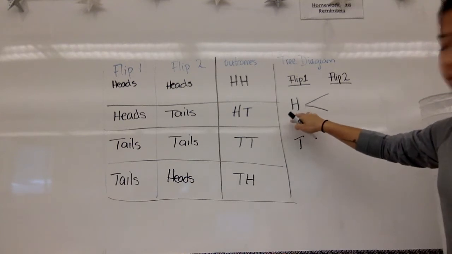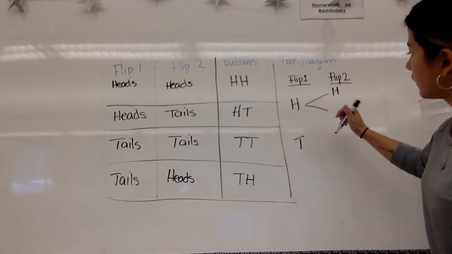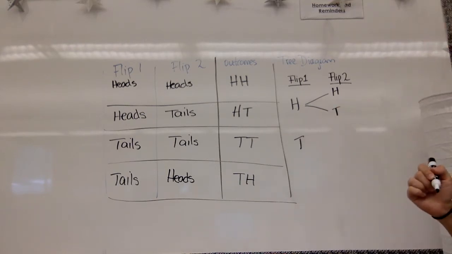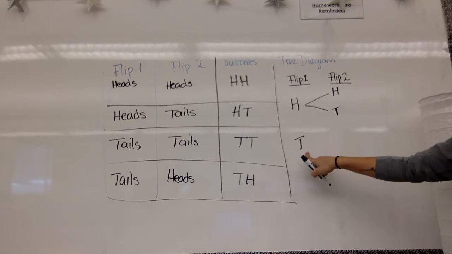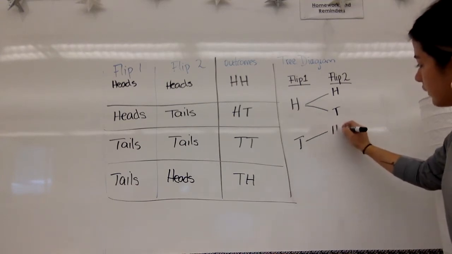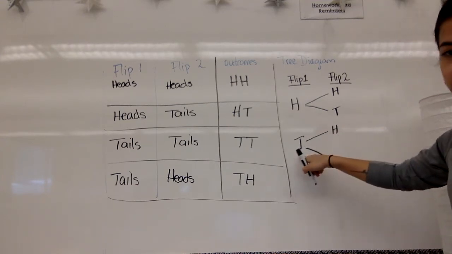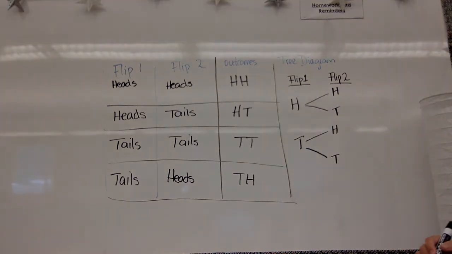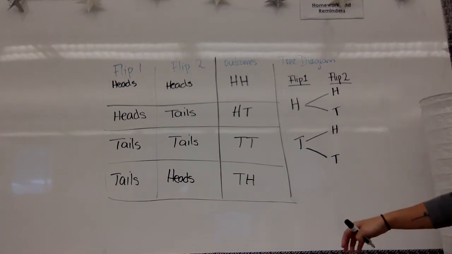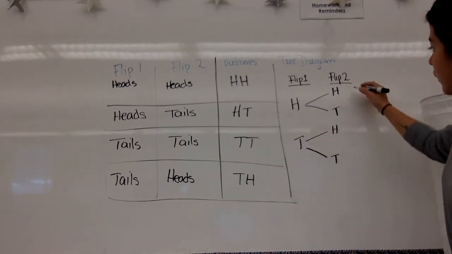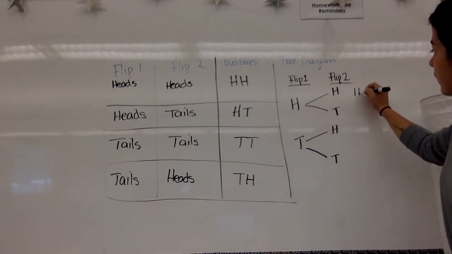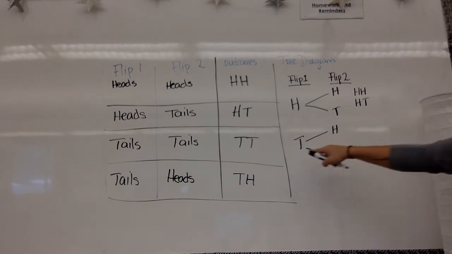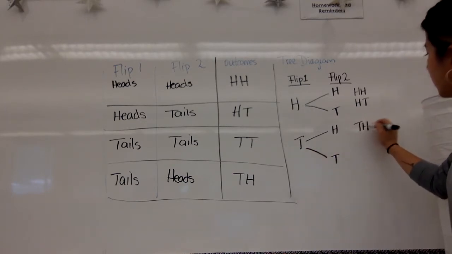If I got a heads, I could also get a head. If I got a heads, I could also get a tail. If I got a tail, I could also get heads. If I got a tail, I could also get tail. Then along the side here is where we write our outcomes, basically what these outcomes were. So we've got heads, heads; heads, tails; tails, heads; tails, tails.